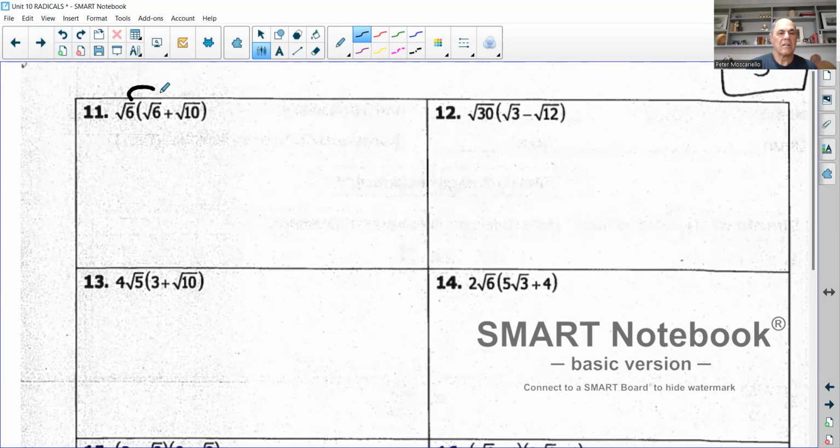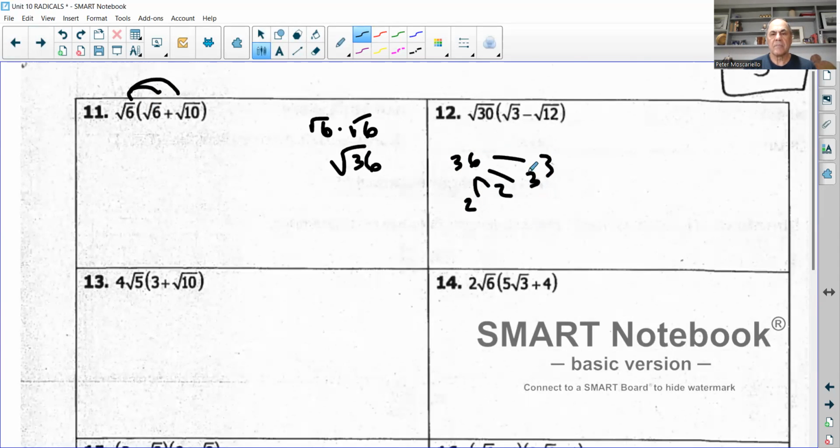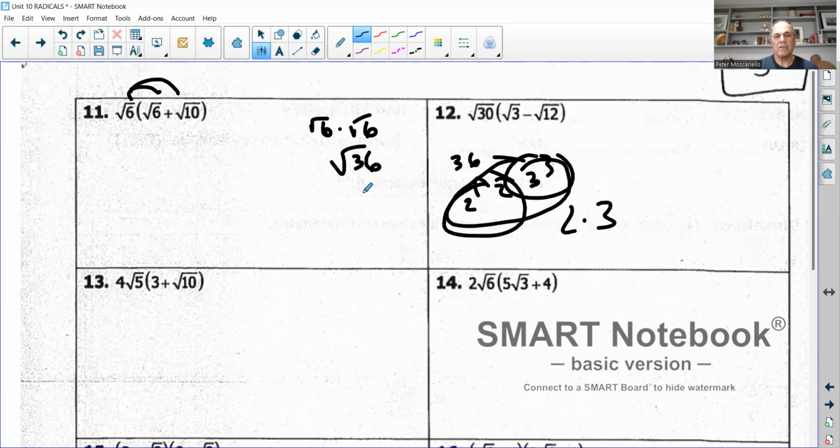All right, so here we go. Here and here. So root 6 times root 6 is root 36, a perfect 6. You don't have to do the factor tree. If you do, you're going to get this, that'd be a sock drawer. You take out a 2, and you take out a 3, so that's a 6. But you should know the square root of 36 is 6.